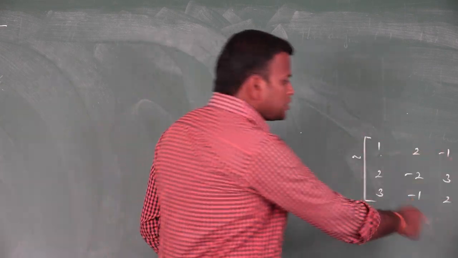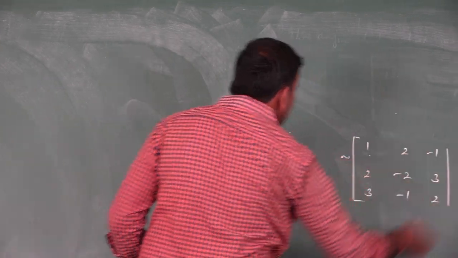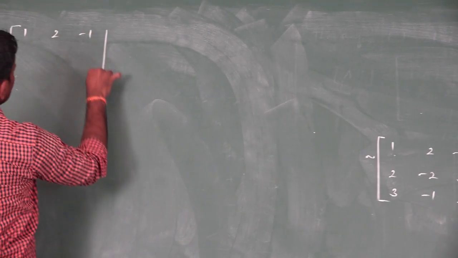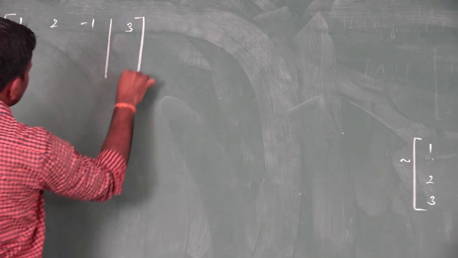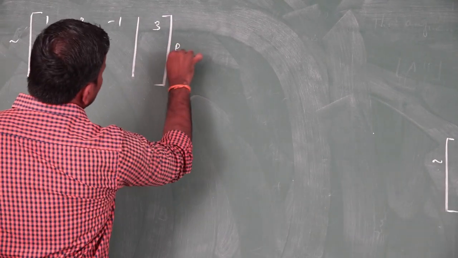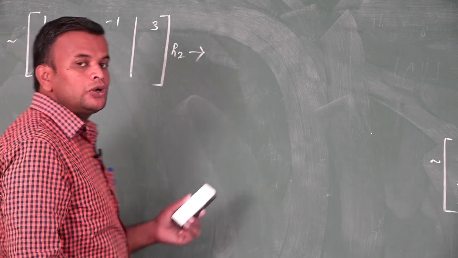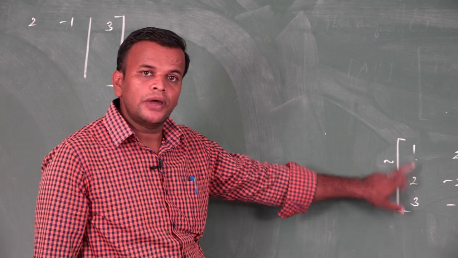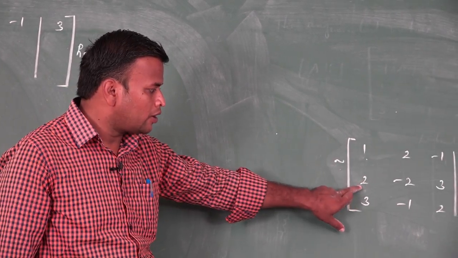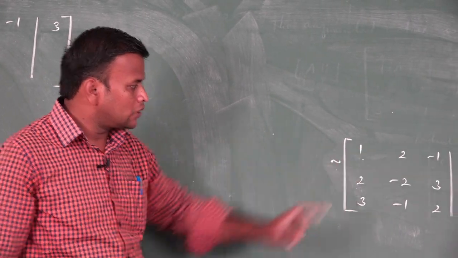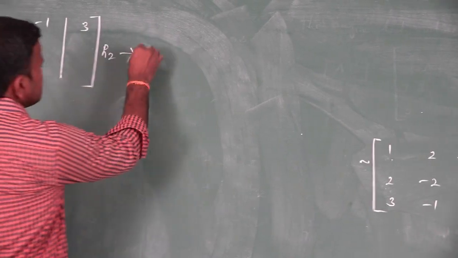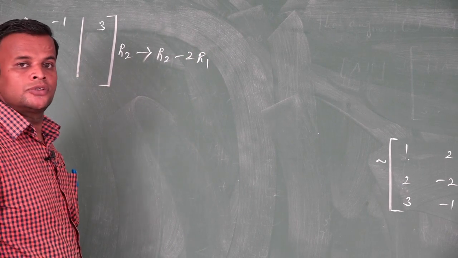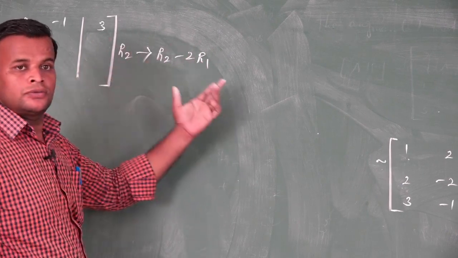We write the first row as it is. What is the value of the first row? 1, 2, minus 1, 3. So no change. And in the second row, our motive is to convert that element to 0. So we see R2 and R1. We write R2 as R2 minus 2 times R1. So we do the process fully by R2.